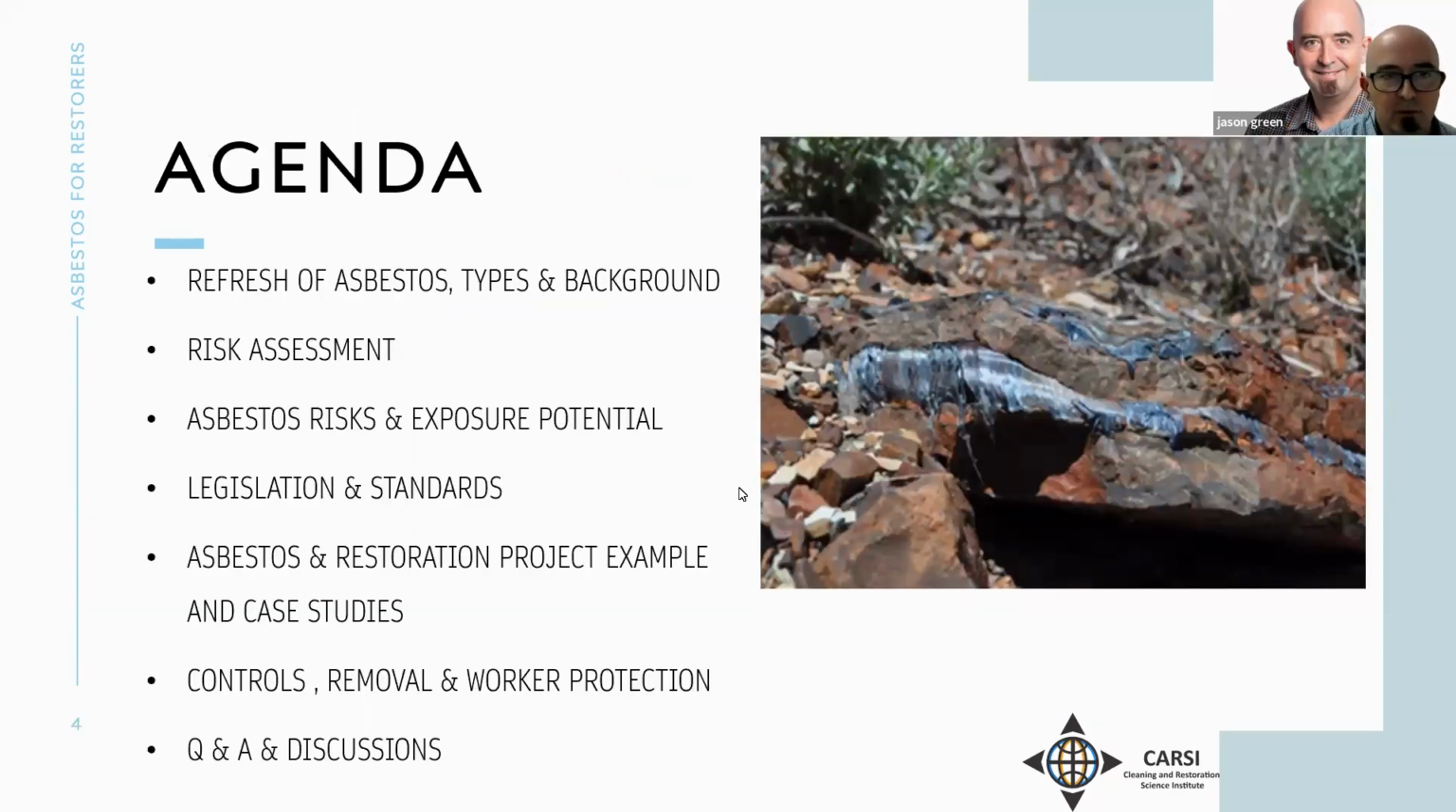So these are what we're going to get through tonight. Essentially, we want to have a refresh of what asbestos is, the types, and the background. We're going to have a look at risk assessment, which restorers and people in the restoration industry need to be aware of. We'll look at the risks and the exposure potential, and at the legislation and standards very quickly. We'll look at some examples and case studies of particular sites and things you might see in the restoration industry. Then we'll have a real quick look at controls, removals, and worker protection. At the end, we'll have a good amount of time for Q&A. If you've got any questions, please throw them in the chat, and we'll get to those at the end.